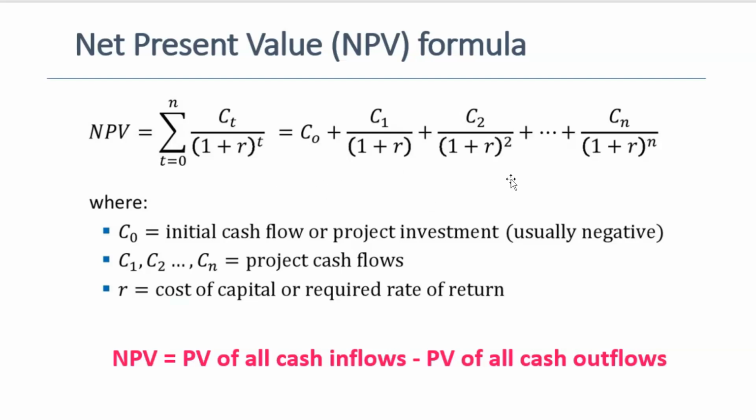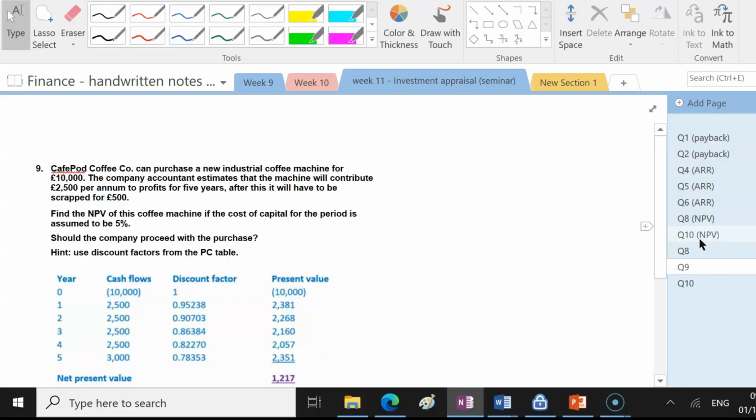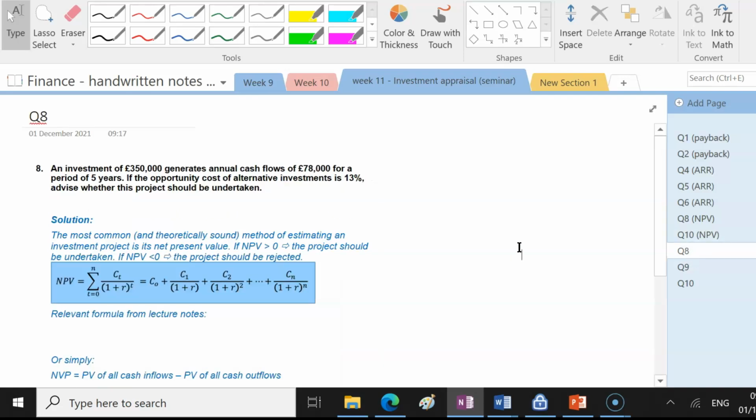So basically, this is the explanation for this formula. Or if you prefer a simple explanation, you might remember that net present value is simply the difference between the present value of all cash inflows minus the present value of all cash outflows. If inflows are greater, this project will generate positive net present value, and you should go for it. If cash outflows in present terms are greater, again, net present value will be negative and you should reject this project. That's the theory. And now let's have a look at how we apply this. Let's have a look at our exercises.